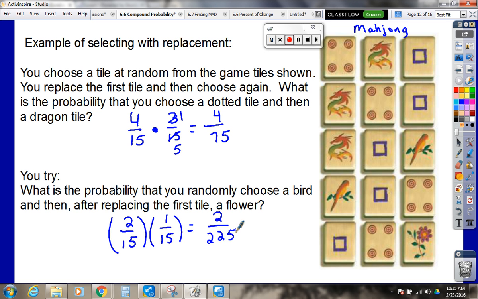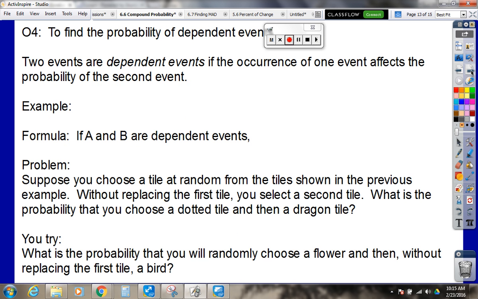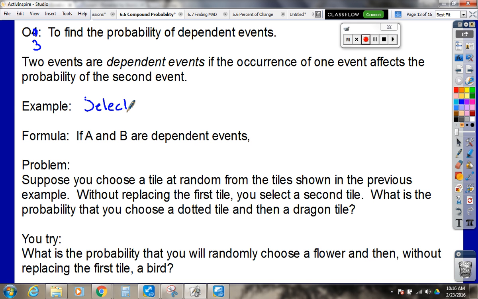Independent events are pretty easy. Dependent events, there's another step that you have to do in your brain, but it's not that much worse. All right, so objective 4, this should actually say objective 3. I skipped a number. Objective 3: 2 events are dependent events if the occurrence of one event affects the probability of the second event. So an example would be selecting something without replacement.